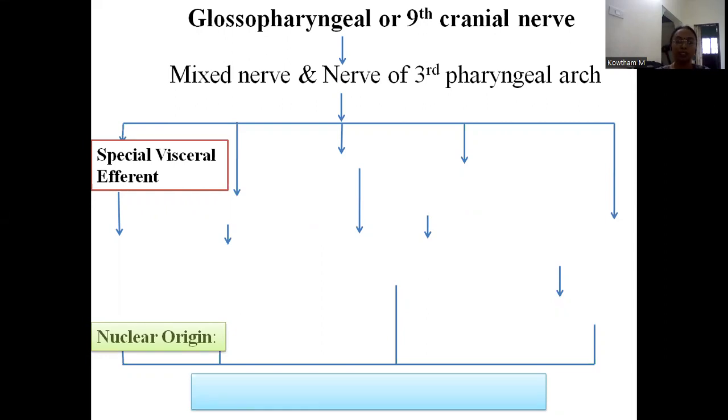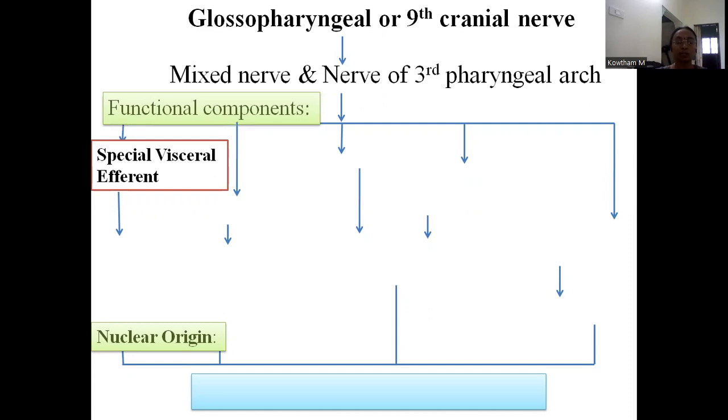It is a mixed nerve, having both motor and sensory components, and it is also the nerve of the third pharyngeal arch. Why is it called glossopharyngeal? Because it supplies both the tongue and the pharynx. It gives sensory supply to the tongue and the pharynx. Now we'll see the functional components of the glossopharyngeal nerve.